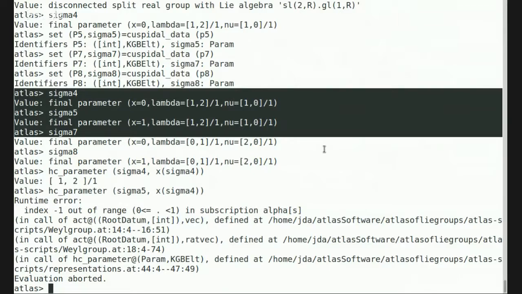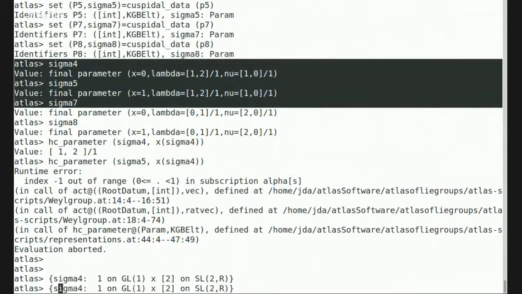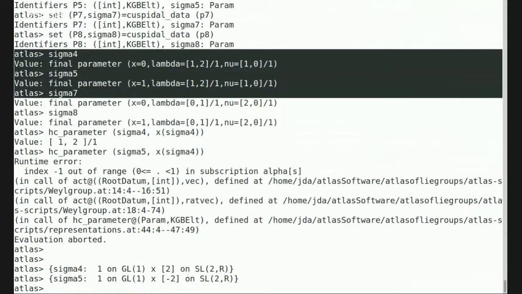Well, maybe I'll say it in human terms. Sigma 4 is the 1 on the GL1 times 2 on the SL2R. And sigma 5 is the same thing, except that you're putting the anti-holomorphic discrete series, minus 2. This is the Harish-Chandra parameter. So that's sigma 4 and sigma 5.